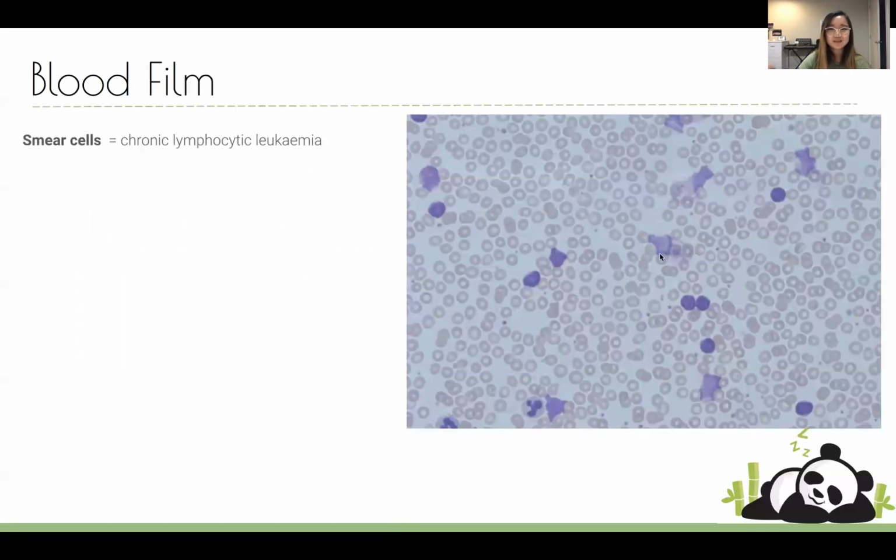Smear cells are classically due to chronic lymphocytic leukemia, which we'll cover tomorrow. They look like that. They look like smears.